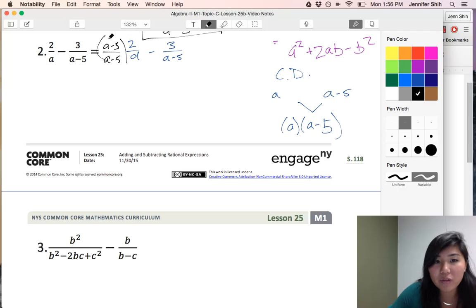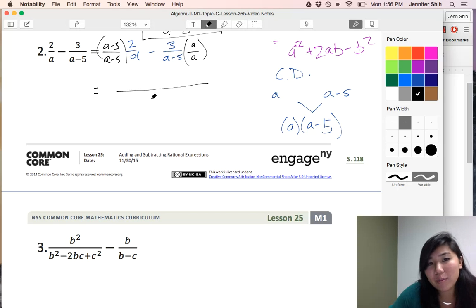You can multiply factors like this. This is when you can multiply factors. You cannot multiply just like minus 5 times minus over minus 5. Okay, on this side, to get my common denominator, I'm going to multiply both the numerator and denominator by a. So my common denominator is going to be a times a minus 5.